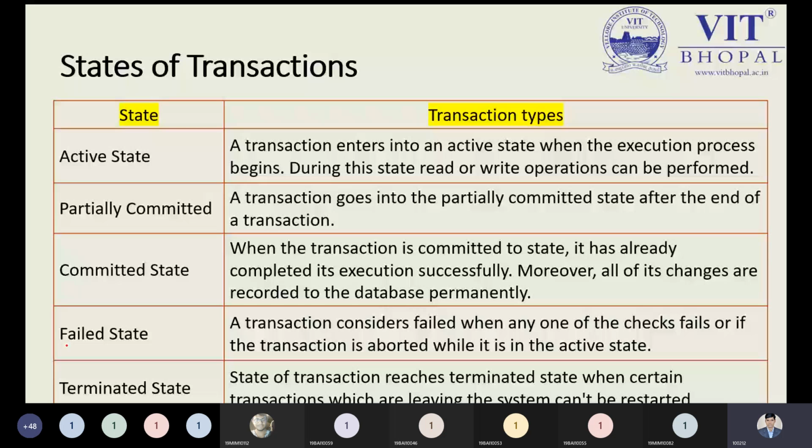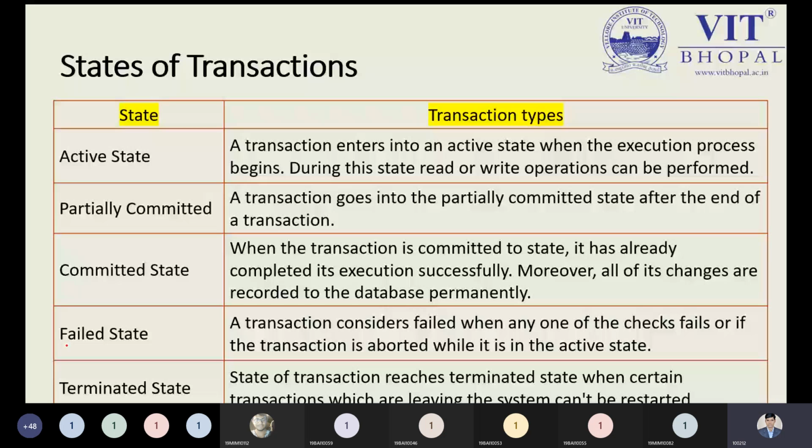So the active state is saying to us that a transaction enters into the active state when the execution process begins. During this state, you have to keep in mind that a read or write operation can be performed. So when your transaction is in the active state, you can perform the read or write operation. It means in any transaction we can perform at least two different operations: the first is the read operation and the next one is the write operation.